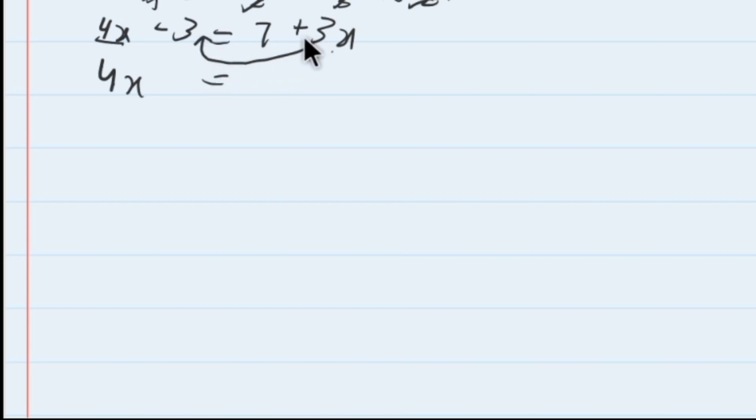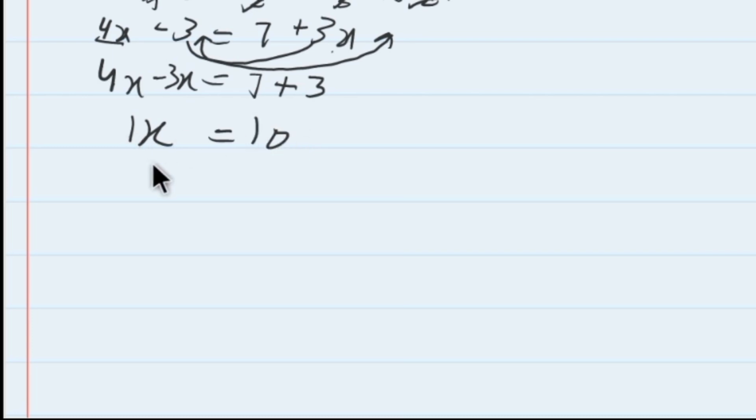Since on the right hand side the symbol is plus 3x, when we move it to the left hand side, its symbol changes to minus. Similarly, to isolate the unknown variable, we also have to move 3 to the other side. Since its symbol is minus on the left hand side, it changes to plus 3 on the right hand side. So now we simplify them. 4x minus 3x is only x, 1x, and 7 plus 3 is 10, and we write x as 10.